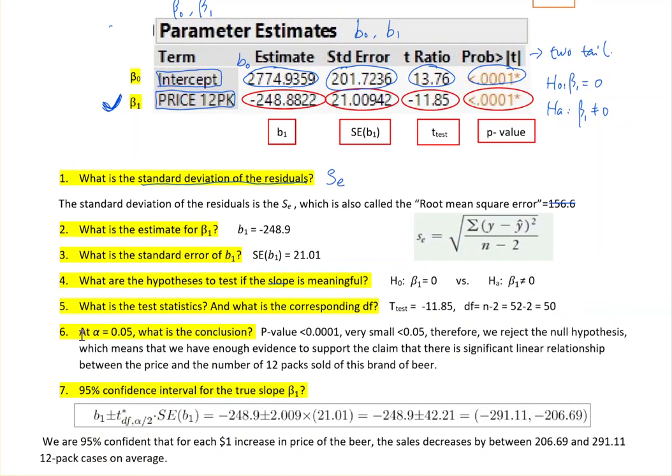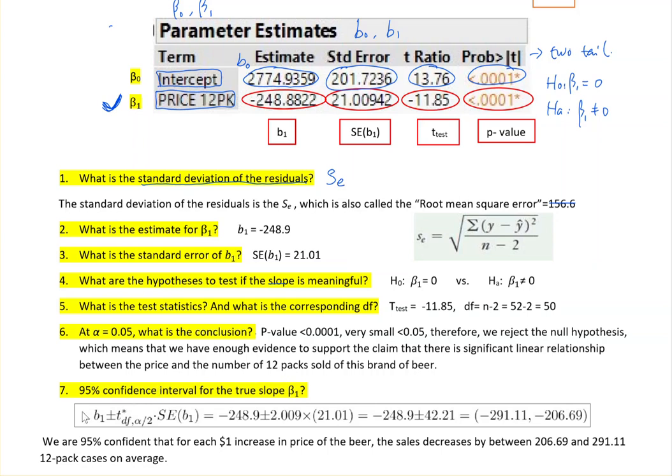Okay, then at alpha equals 0.05, what is the conclusion? To make the conclusion, you need the p-value, right? Okay, so here you have the corresponding p-value is less than 0.0001, which is very, very small, right? If it is very, very small, that means we reject the null hypothesis, which means we have enough evidence to support the claim that there is a significant linear relationship between these two variables.